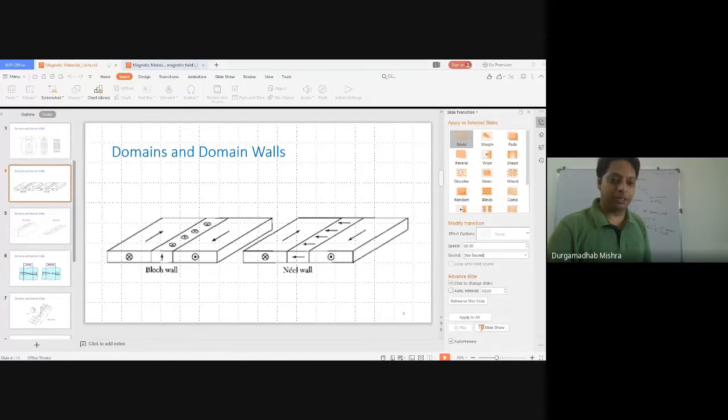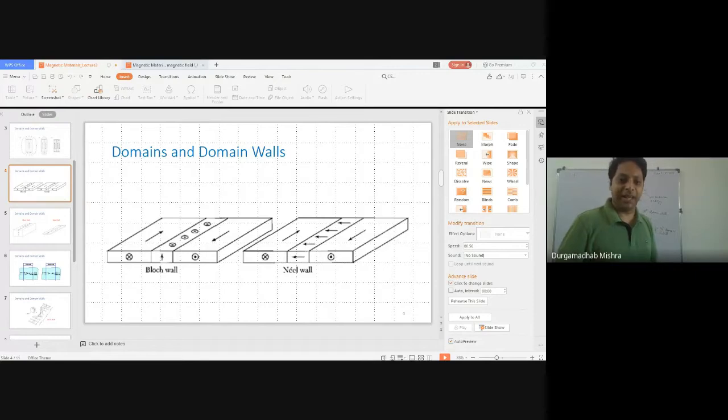In a Bloch wall, let's say it's a 180-degree domain wall, and the magnetization in the domain wall is perpendicular to the z-axis. If we say this is the z-axis, this is the thickness of the material, so it is perpendicular to that. But in a Néel domain wall, the rotation is in the same plane. Here the magnetization is pointing up and down, but here it is pointing left or right. That is the difference between the Bloch wall and Néel wall.